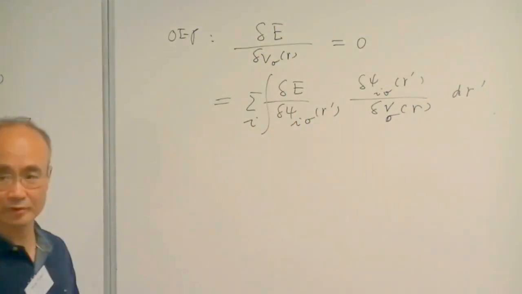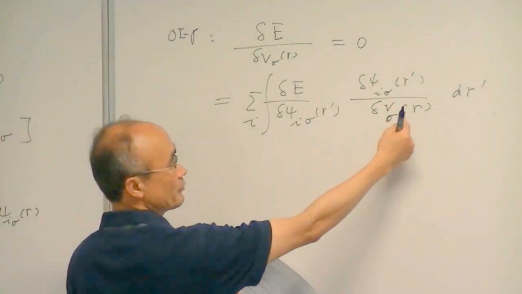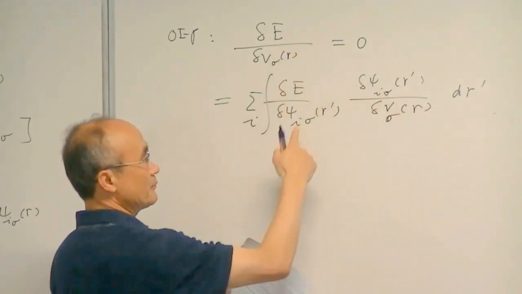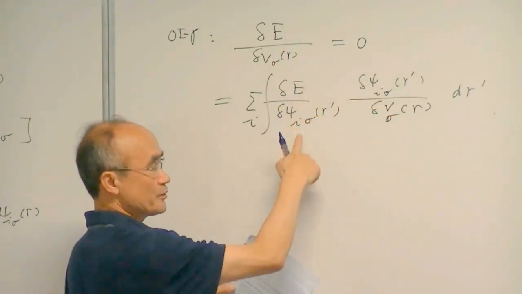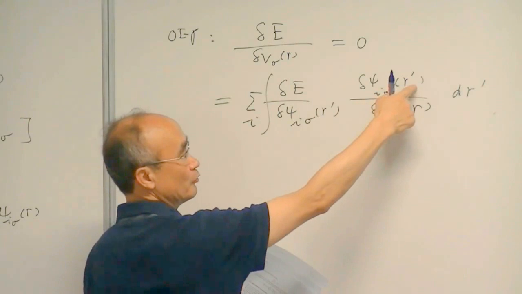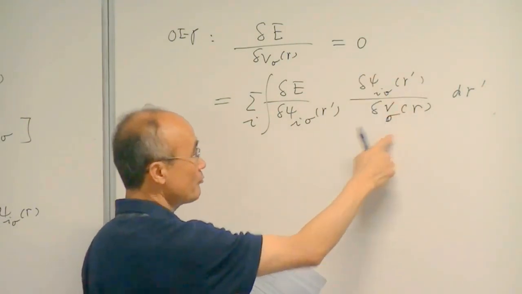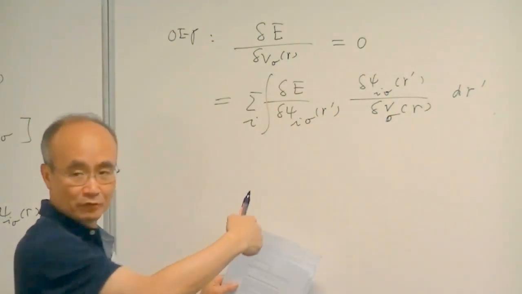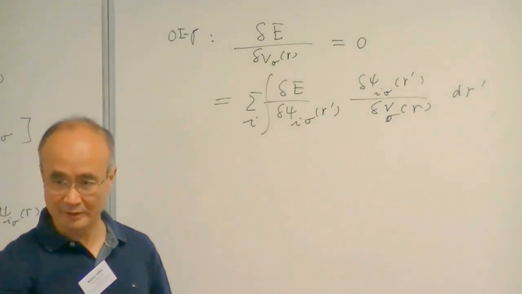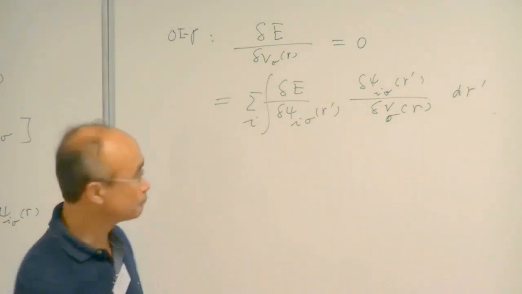Using the chain rule, functional differentiation. You want to differentiate with respect to this, but your variable is in terms of orbital. So you differentiate with respect to orbital first, and integrate over the orbital derivative with respect to the potential. So this one is given by the functional. Whatever the functional is in terms of orbital, you can do the differentiation.